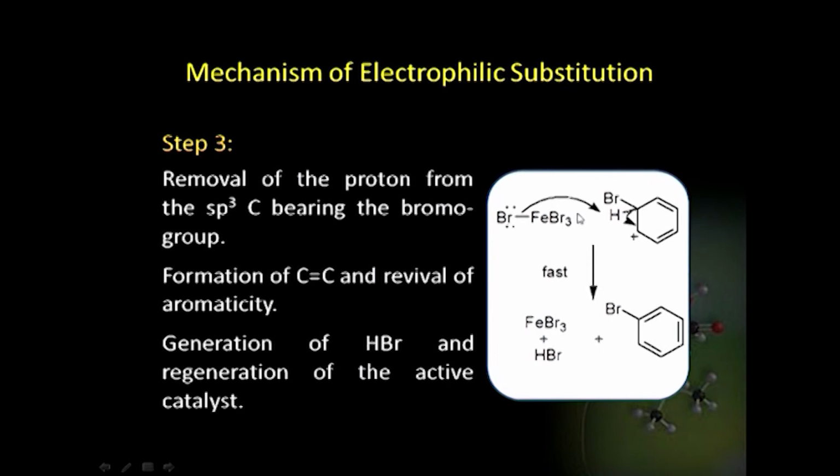So, in step 3, this bromide, which is attached to the catalyst, attacks and abstracts the proton from the cation. In the next step, which is the faster step, bromine replaces the hydrogen atom and the catalyst is regenerated, and also the aromaticity of the benzene ring is regained.